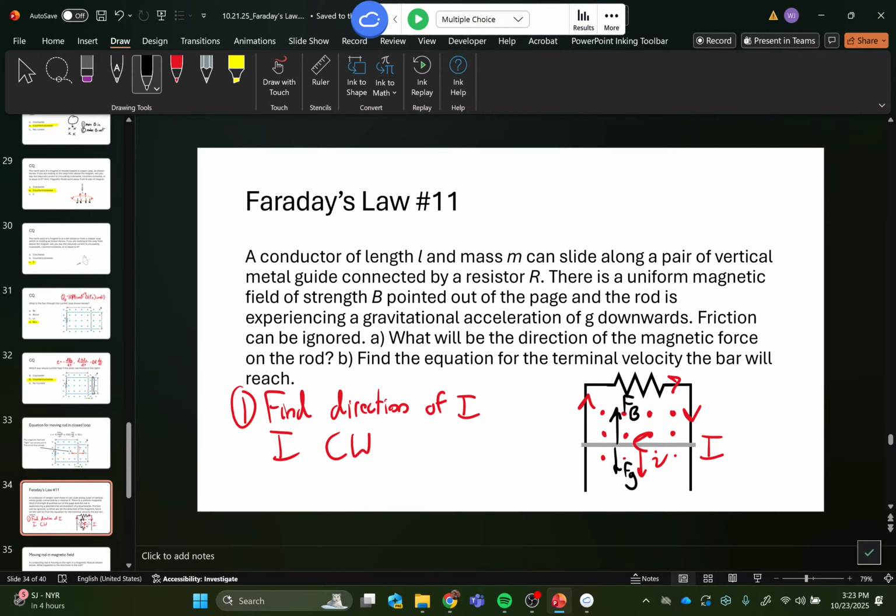Do not get in the habit of thinking that if my forces are equal, nothing happens. No. It just means you're not getting faster or slower. Set up that equation, y'all. FB plus negative FG equals ma, but my acceleration is 0. What is the equation for the magnetic force on a moving rod?